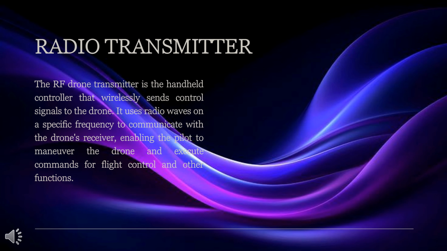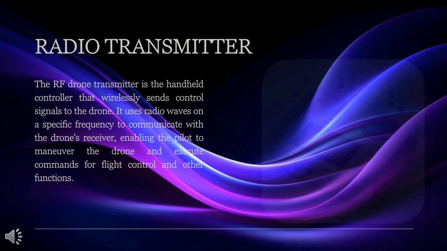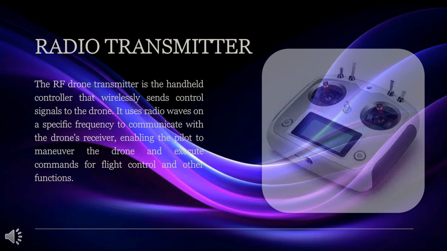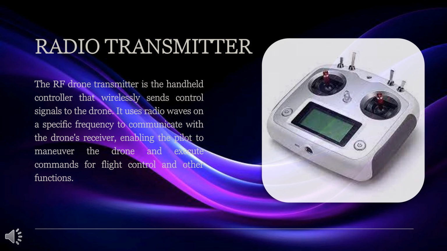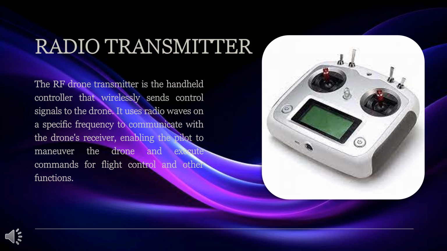Radio transmitter. The RF drone transmitter is the handheld controller that wirelessly sends control signals to the drone. It uses radio waves on a specific frequency to communicate with the drone's receiver, enabling the pilot to maneuver the drone and execute commands for flight control and other functions.